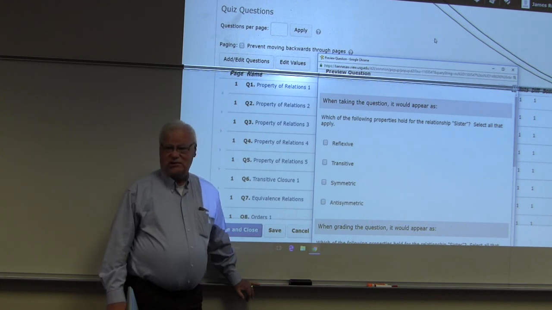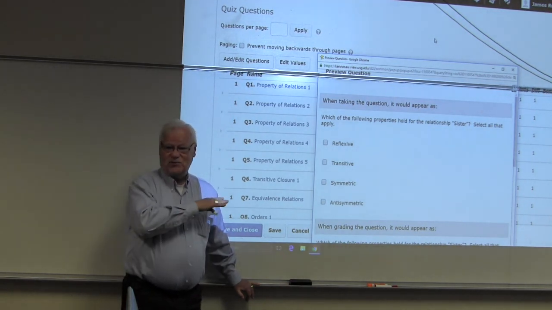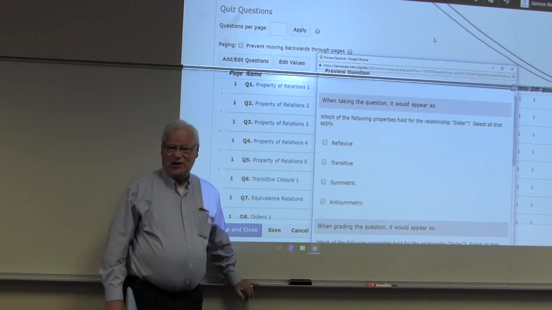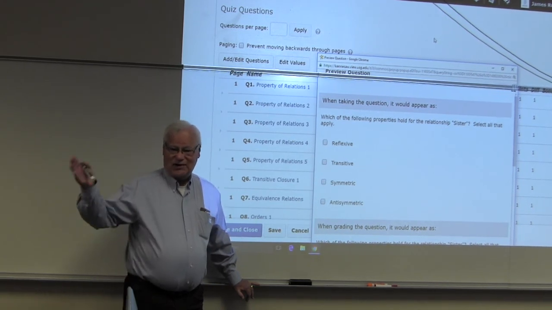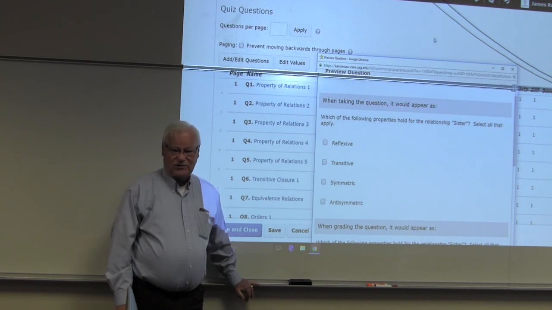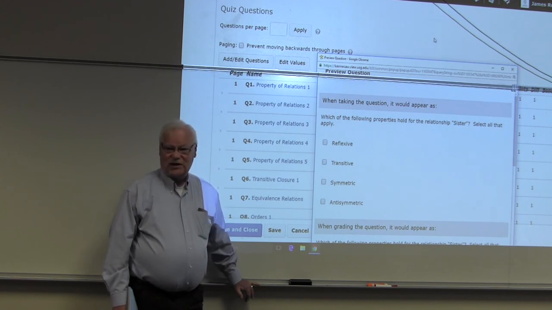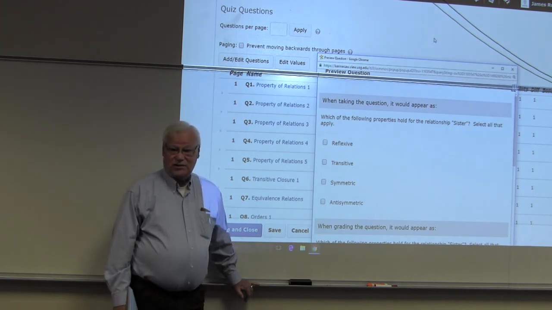Is it symmetric? No. You know, I should change this to brothers because we've got so few girls in the class. They're the only ones who'd get confused by this one, wouldn't they? Because they know that if they had a sister, their sister has themselves as a sister. You guys all know if you had a sister, you can't be their sister, right? But I'm not into trick questions, so this should be pretty obvious. Yes, it's not symmetric, is it?